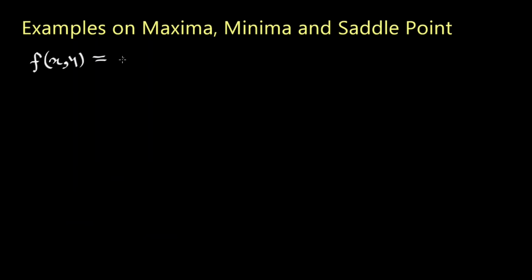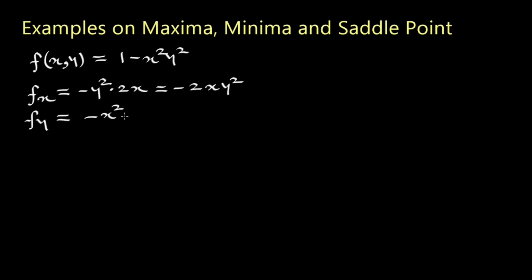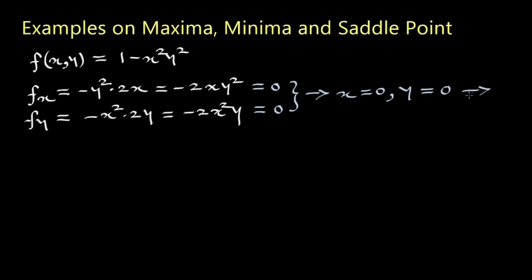Next, the function is 1 minus x square y square. fx is minus y square into 2x, that is minus 2x y square. fy is minus x square into 2y, that is minus 2x square y. Equating fx equals 0 and fy equals 0, we get x equals 0, y equals 0, which means the origin is the stationary point where maxima or minima could happen.